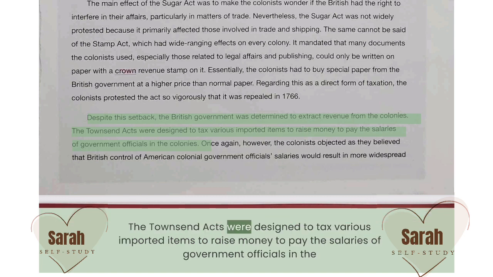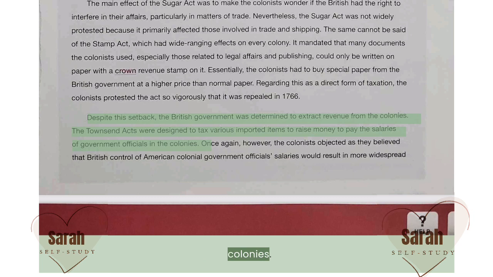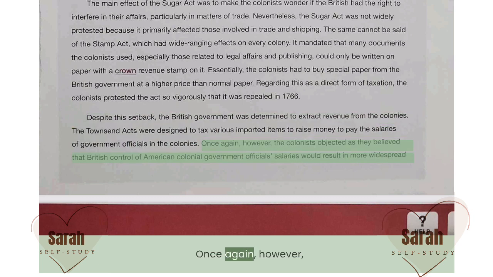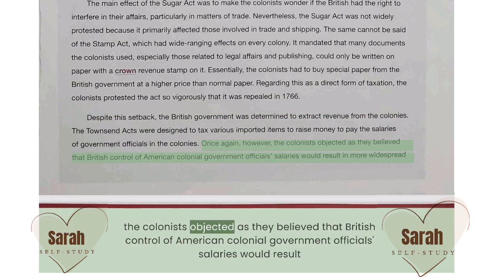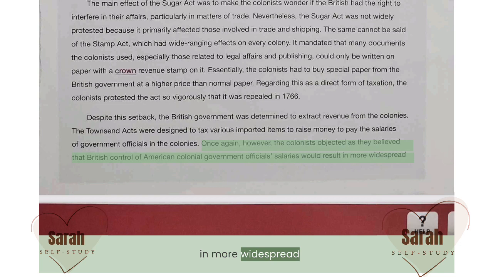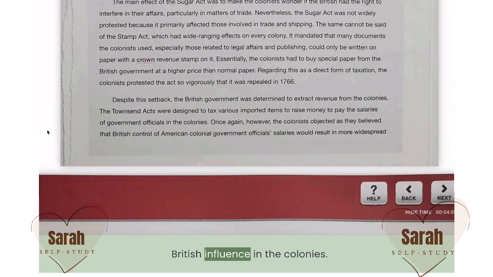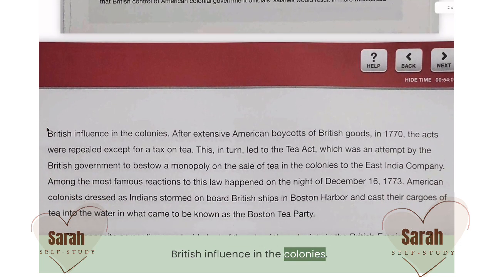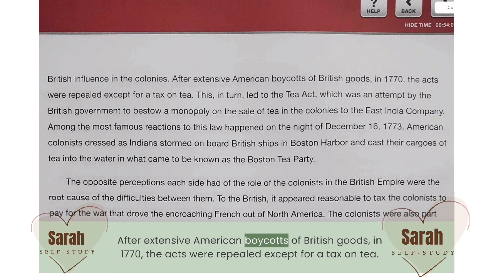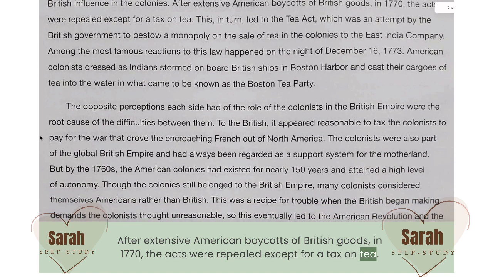The Townshend Acts were designed to tax various imported items to raise money to pay the salaries of government officials in the colonies. Once again, however, the colonists objected as they believed that British control of American colonial government officials' salaries would result in more widespread British influence in the colonies. After extensive American boycotts of British goods, in 1770, the acts were repealed except for a tax on tea.